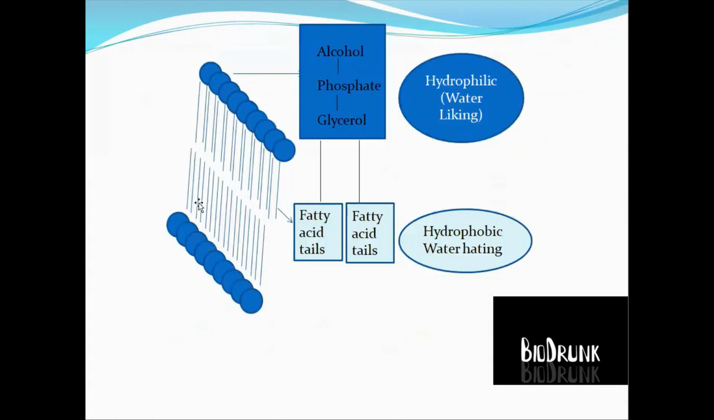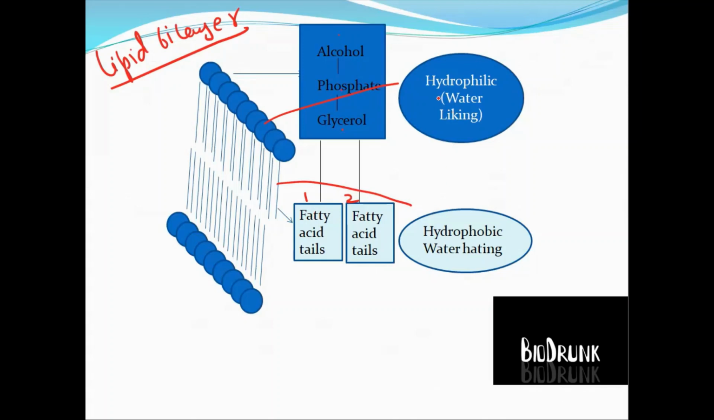Now let's go with the main lipid, that is phospholipid, which forms a lipid bilayer. How is this lipid bilayer formed? It is formed of a hydrophilic head and hydrophobic tails. This is your hydrophilic head and these are hydrophobic tails, two in number. The head is made up of alcohol, phosphate and glycerol, and it has 2 fatty acids with it.